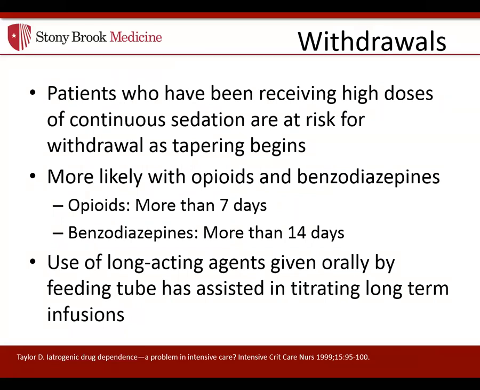Another concern that we have with these patients who are on continuous sedation are withdrawals. So since they've been receiving very high doses of continuous sedation, they're at a higher risk for withdrawal as the tapering process begins, or even when the continuous sedation is just shut off. So it's more likely with opioids and benzodiazepines. So for continuous infusion of opioids of more than 7 days, and for a continuous infusion of benzodiazepines of more than 14 days. And it manifests with characteristics that are opposite of the drug's effect.